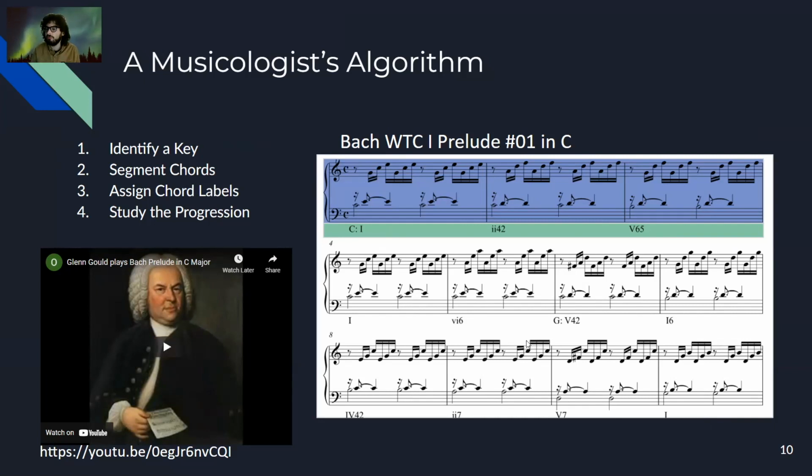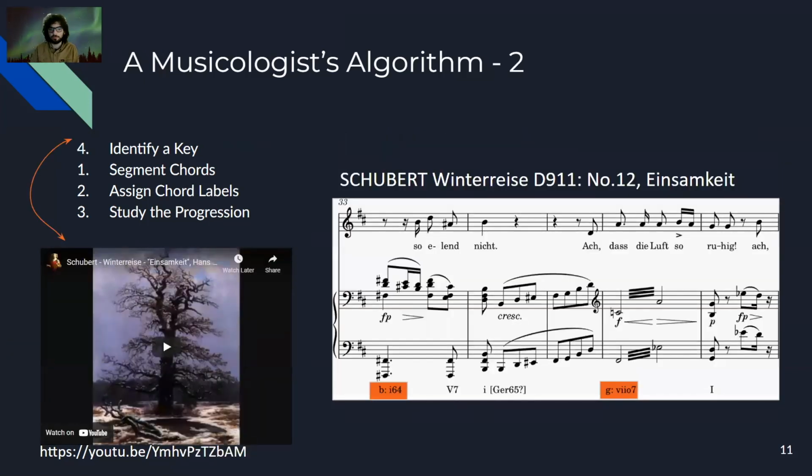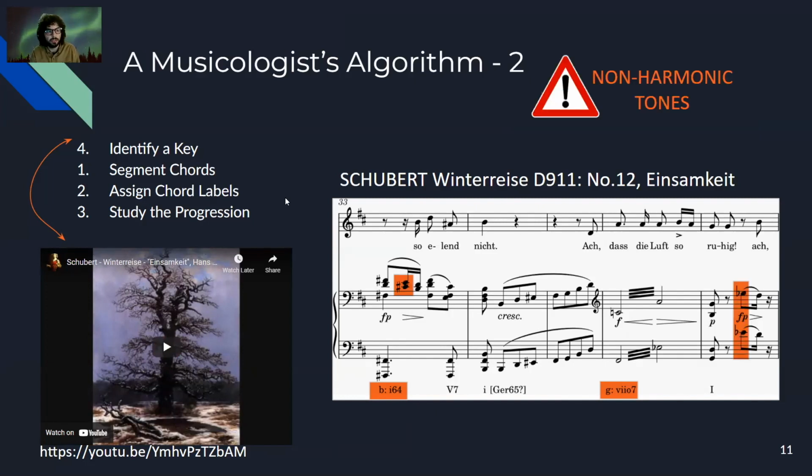And this works very well as long as the piece is simple enough. If we go to slightly more difficult pieces, this becomes very complicated, because identifying the key is really complex, because there are, for example, modulations. So in order to identify the key, one needs to study the progression of keys, actually. Then segmenting the chords is difficult, because nobody tells us where the segments are. It's something that we have to do ourselves.